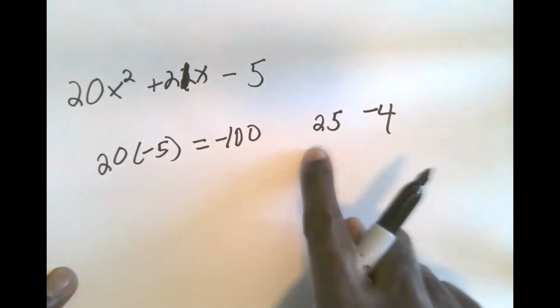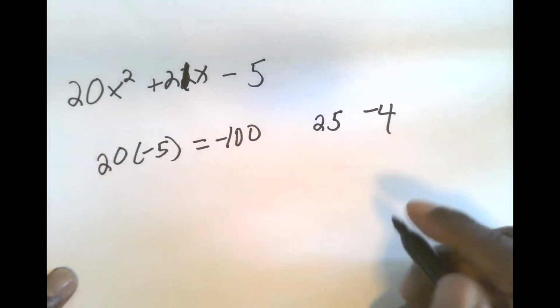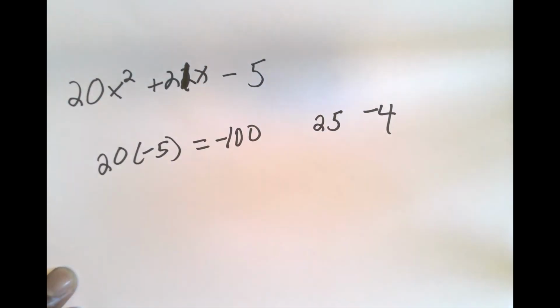So here you can clearly see if I multiply these two, I'll get -100. If I add these two, I get 21. All right, so we're gonna split this, and I meant to mention this in the previous problem, so let me just go back and mention this.